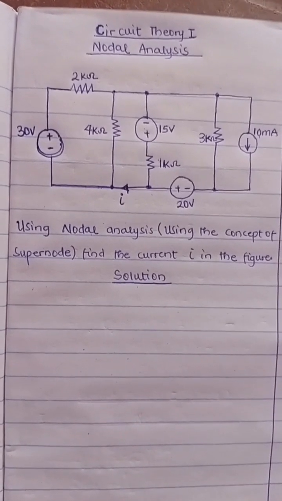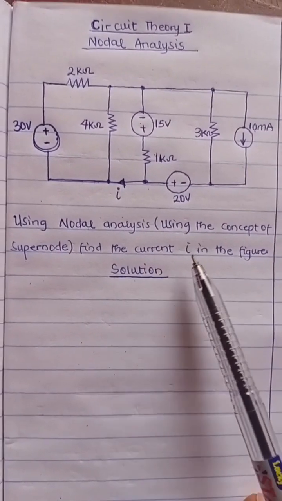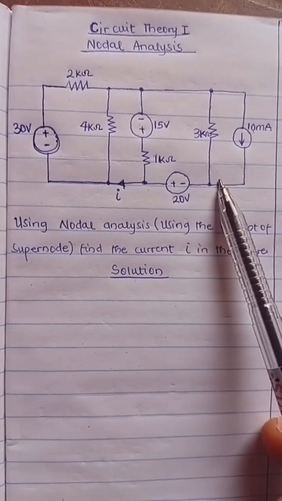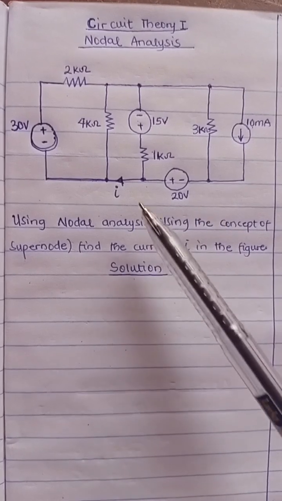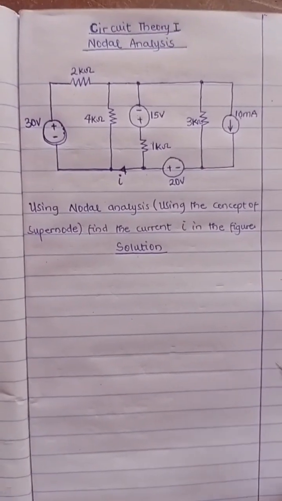Using nodal analysis, using the concept of supernode, find the current I in the figure. This figure, we have to find the current I. This is the current I, and the method is nodal analysis.